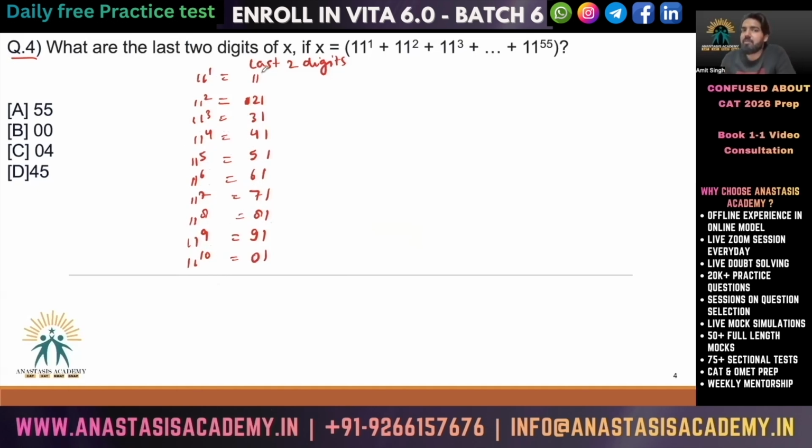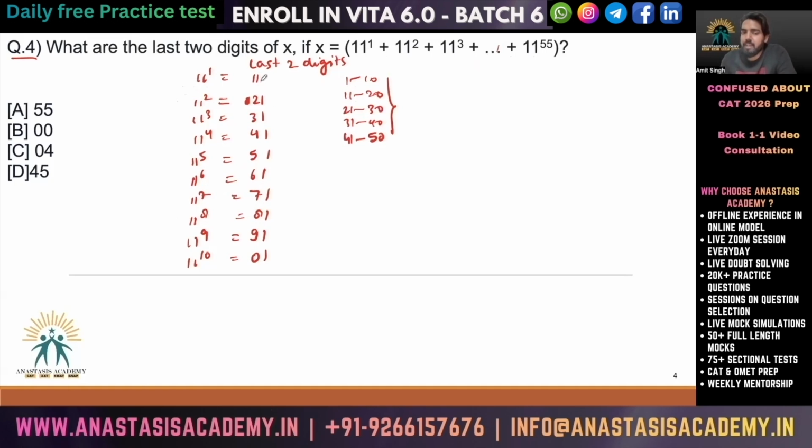11 raised to the power 11 would give last two digits as 11 and then 21, then 31, 41, 51 and so on, right? So this would be the set of last two digits for the first 10 powers. So you can see till 11 raised to the power 50, we can extract five such sets, right? From 1 to 10, then from 11 to 20, 21 to 30, 31 to 40, 41 to 50. These are five sets of such powers, right?